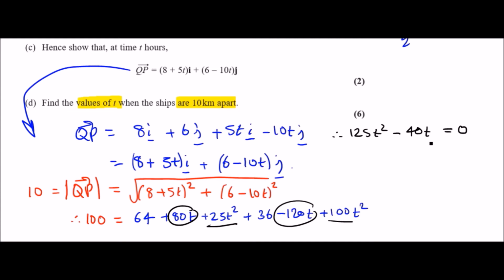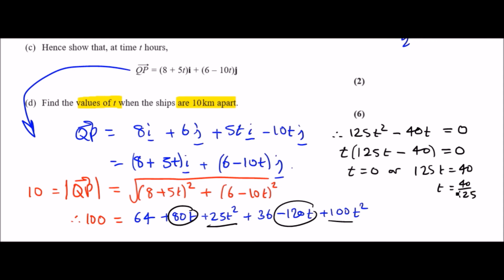And now we just find the values of t. So just factorize t out. So that's good. So I thought we were going to do quadratics, and I'm kind of glad we're not doing that. So it'll be t times (125t minus 40). So I hope you guys are following so far. So this means t could be 0. So basically when t is 0, the ships are 10 kilometers apart, or this solution, so 125t minus 40 equals 0. So 125t equals 40, and t equals 40 over 125.